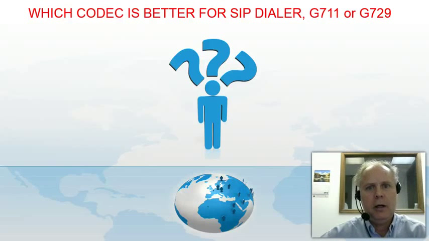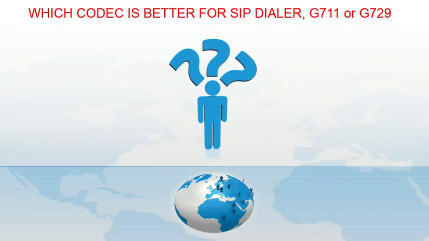Today we're going to be talking about which codec is better for your SIP dialer, G711 or G729. You've probably heard by now of G711 and G729 protocols for SIP dialers, and you're wondering which protocol is better. Well, every situation in a dialer environment can be different, but the first component of the question is the understanding of the difference between the two.